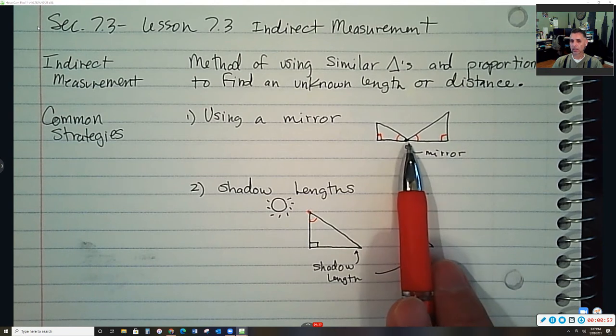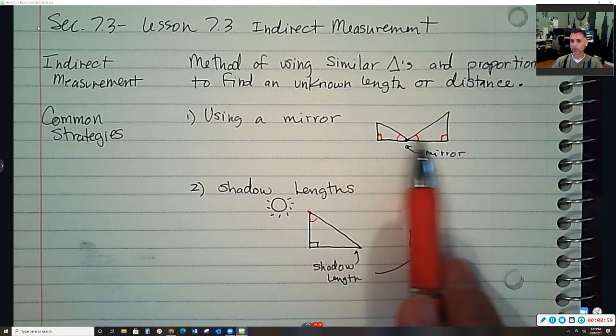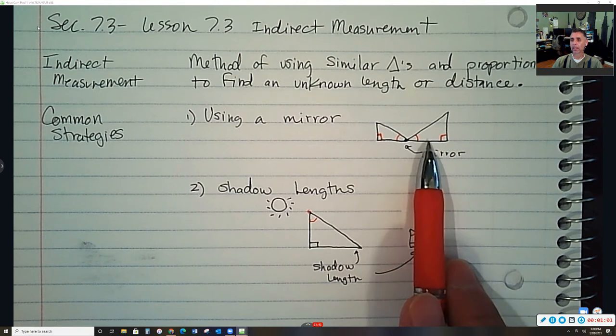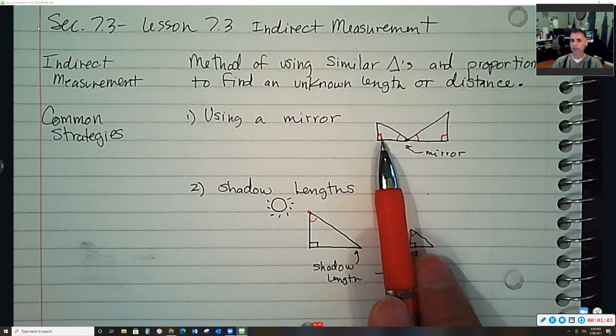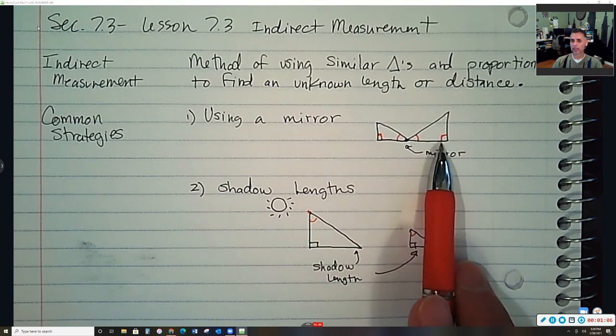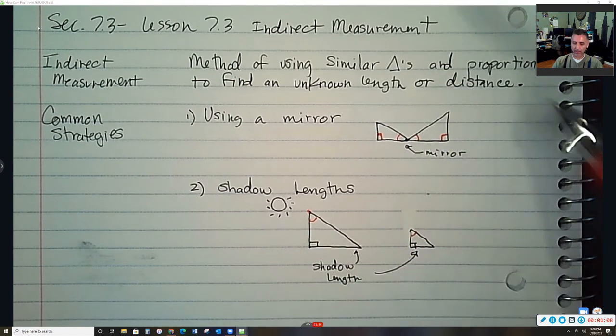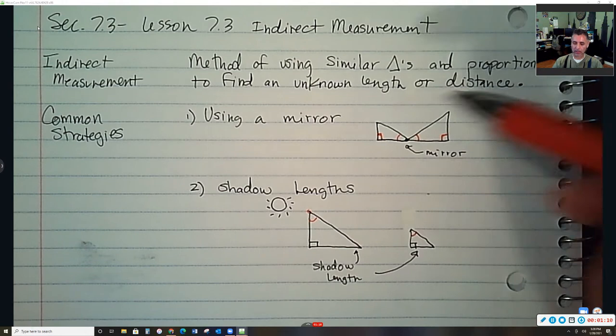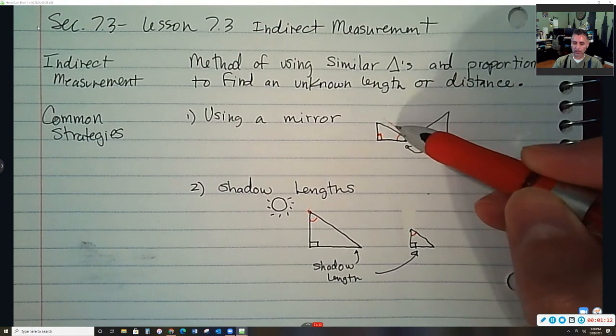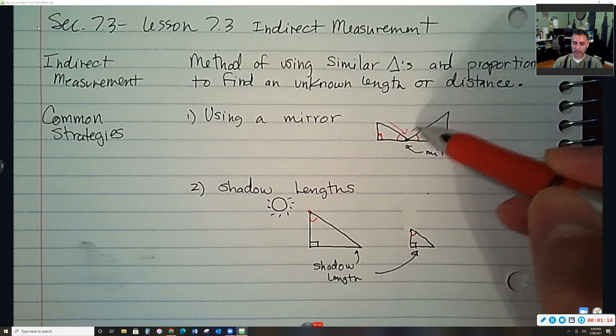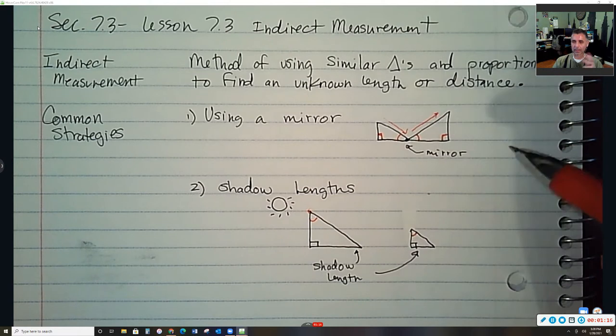There's the mirror, and then these two triangles are similar by angle. What ends up happening is you have these two angles which are 90 degrees, and then these two angles are also congruent, and that's because we'll get into it in the example. I'll tell you why then.